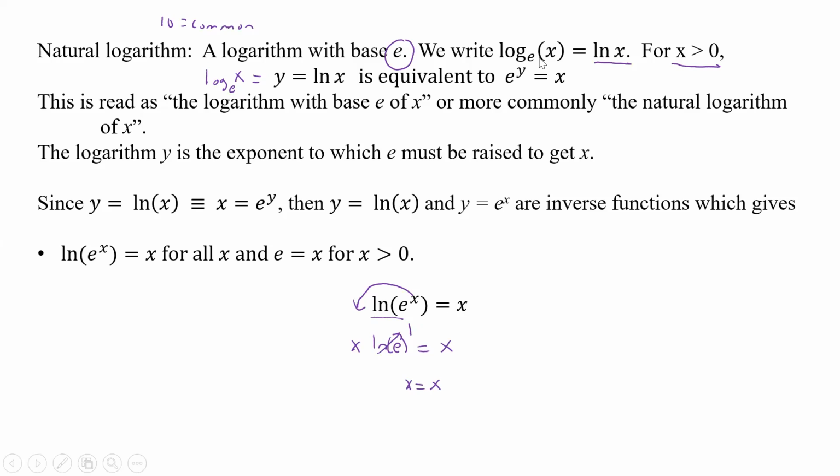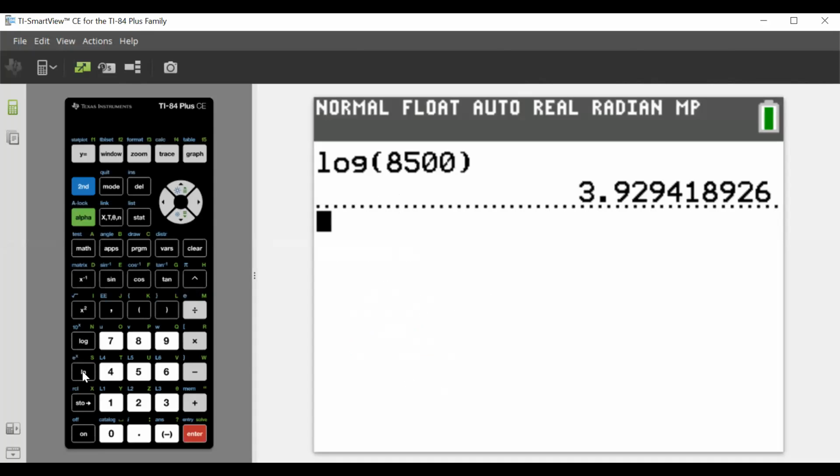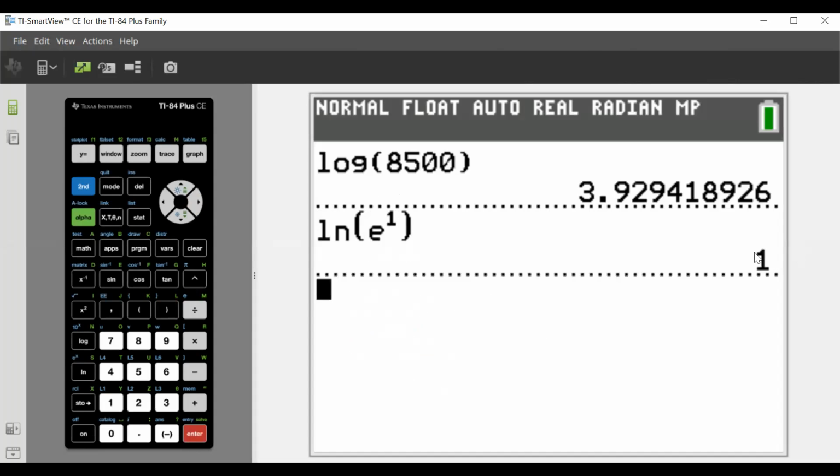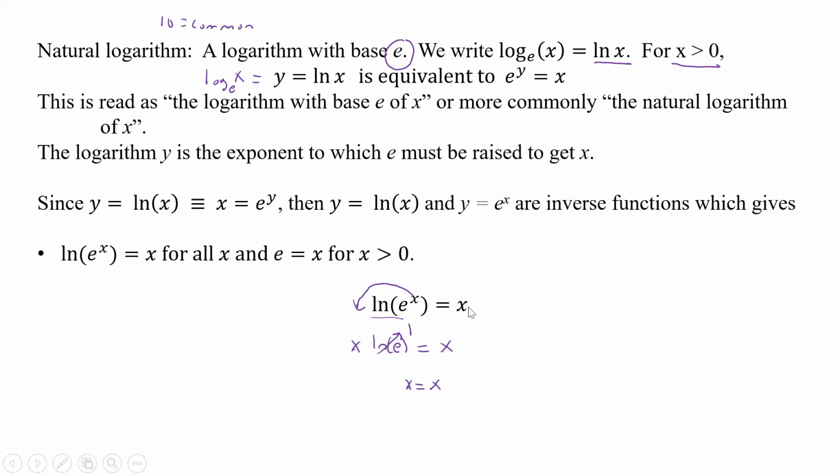Now, if we want to, we can show you on the calculator if we take the ln of e. So here's our ln function. Now we have to go second ln and get the e, and it's to the first. Now we have to remember to arrow down, parenthesis, and we'll see that that's equal to 1. And that's why we can say ln of e to the x is equal to x. And so that's how it works.